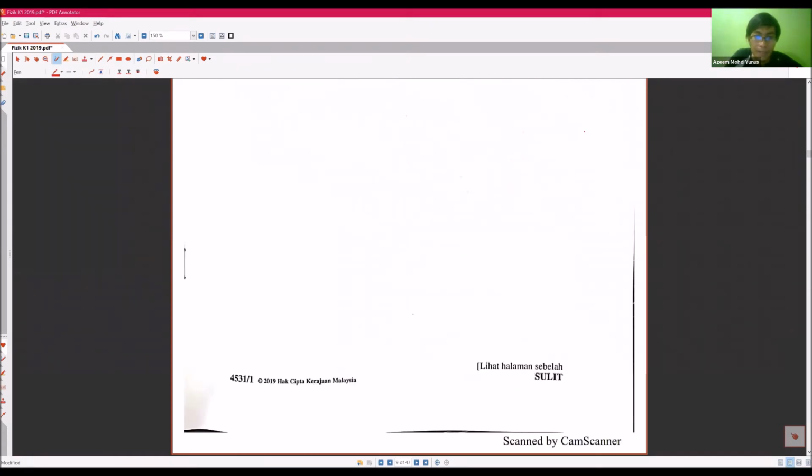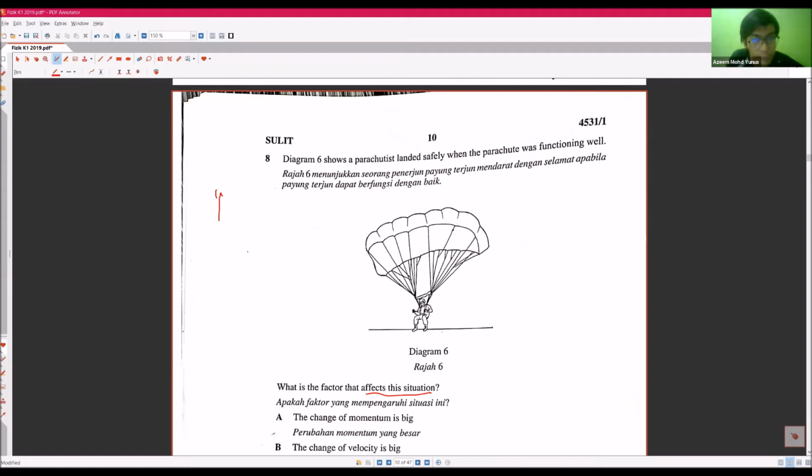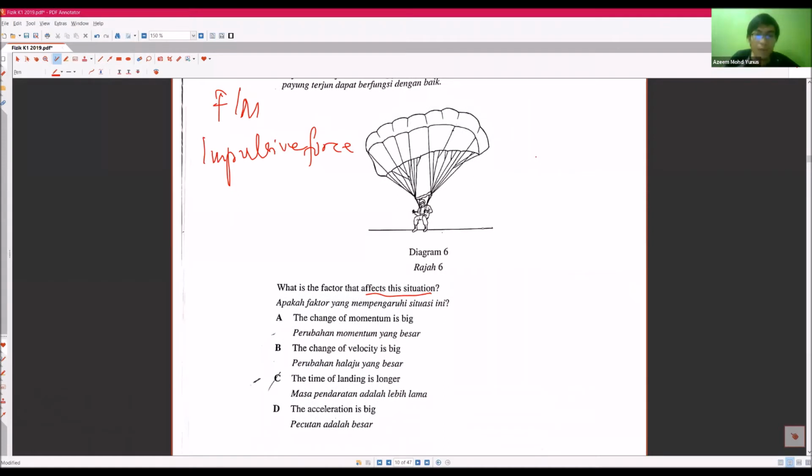Okay, next, diagram 6 shows a parachutist landed safely when the parachute was functioning well. What is the factor that affects this situation? So this is impulsive force. Because we have landed, that is a keyword there, then probably we have impulsive force. Collision also includes impulsive force as well. What are the factors? The change of momentum is big, wrong.